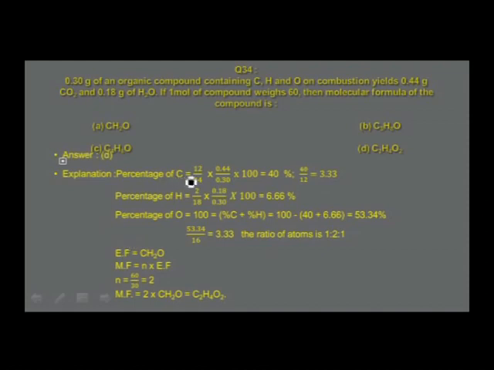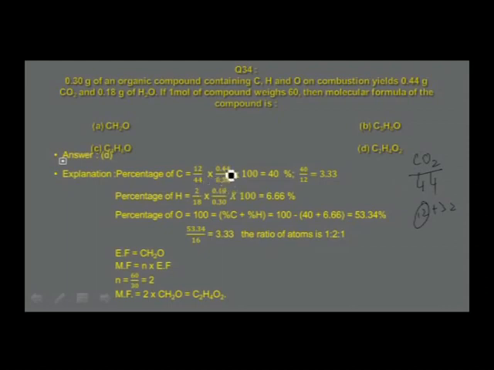Percentage of carbon, 12 by 44. What is this 12 by 44? 12 is the mass of carbon in 44 grams of carbon dioxide, because molar mass of carbon dioxide is 44. How do you get this 44? This is 12 plus 32. So 12 grams is present in 44 grams. 12 by 44 into 0.44 by 0.3.